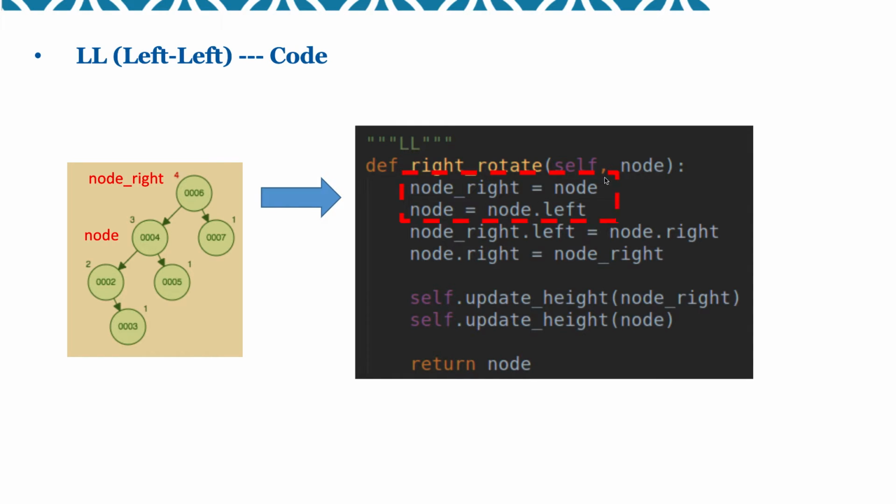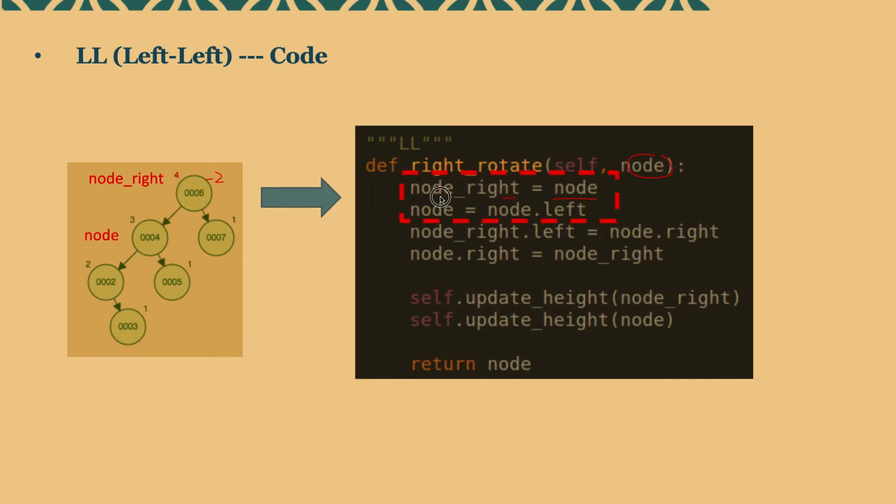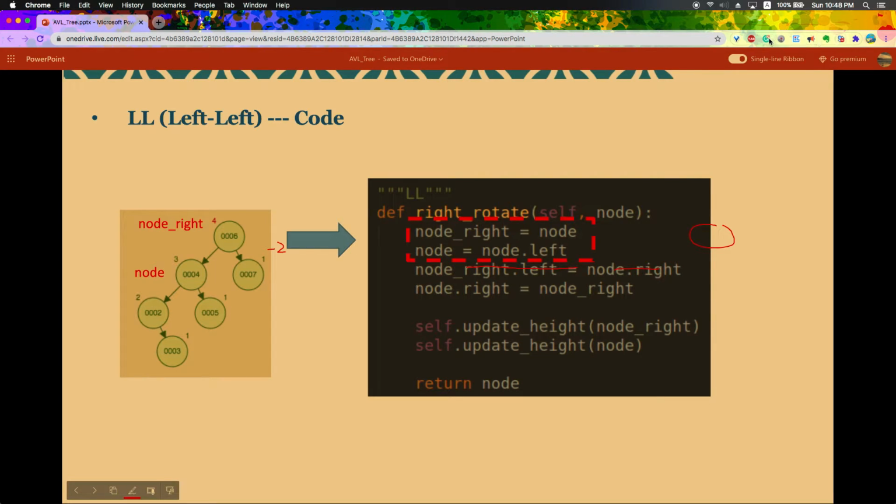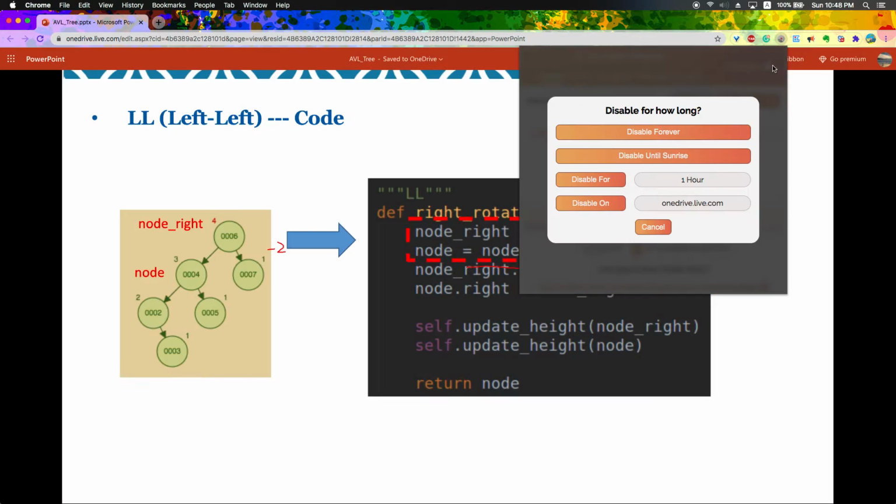Okay, let's have a look at this. In the AVL situation, you will have a node. Currently the node is 0006, because the 0006 has the -2 balance factor. It should be rotated. So the first two lines of code just define the node right and node. Let's have a look. It assigns the pointer of the node to node right. Okay, so what's going on here?